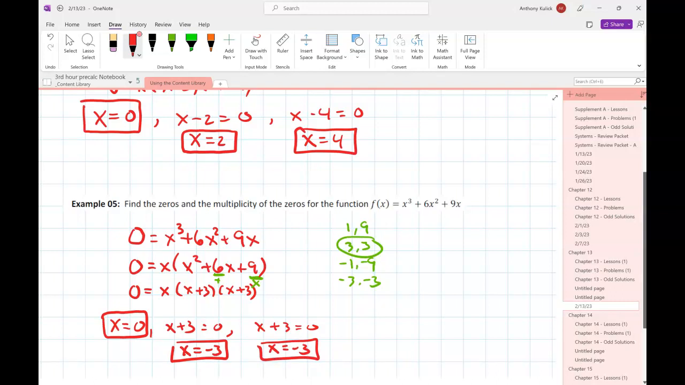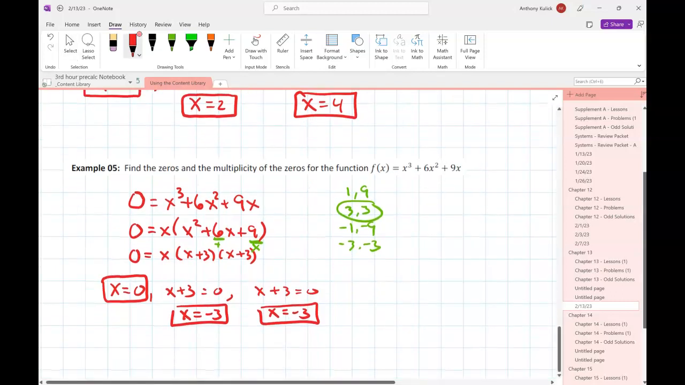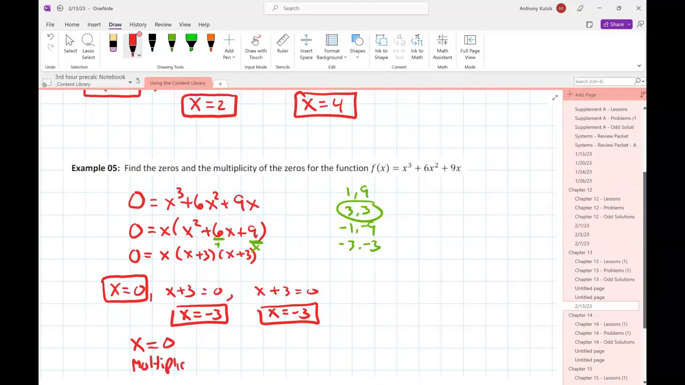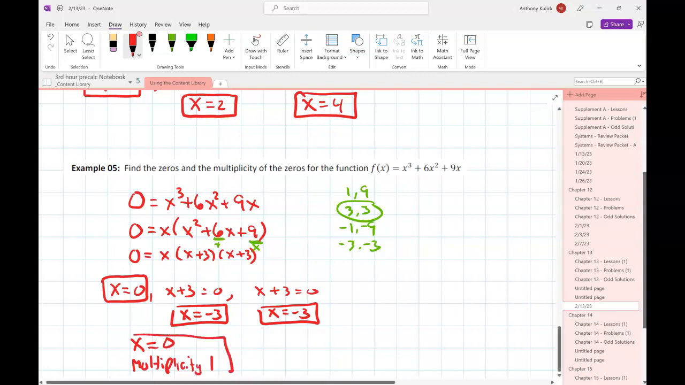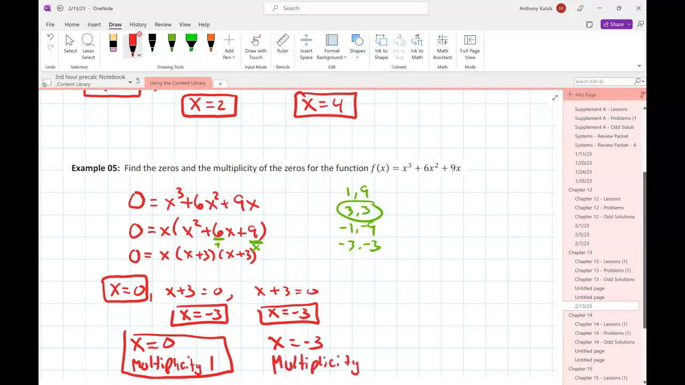Okay, how many solutions did I get here? Look closely. 2. My solutions are x equals 0, which has a multiplicity of 1, and x equals negative 3, which has a multiplicity of 2. Because it occurs how many times as a solution? Twice. That's all multiplicity means. It's just the number of times you get that number as a solution.